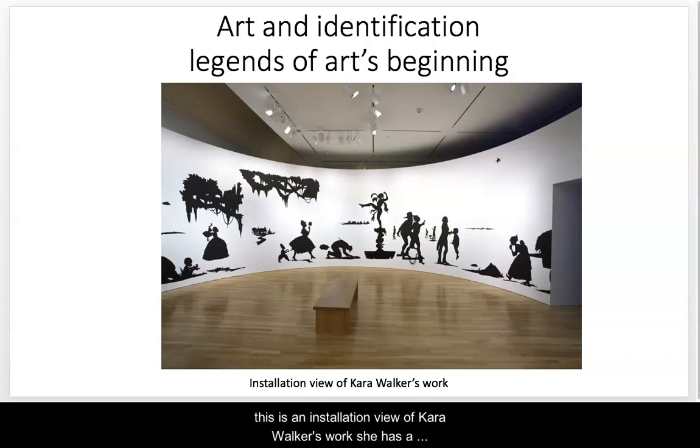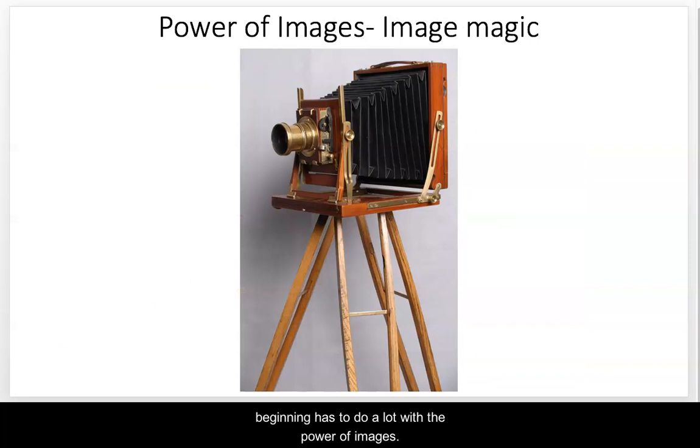This is an installation view of Kara Walker's work. She has a lot of work about race and politics and identity. Interesting stuff we won't be looking at in this course because it's contemporary work. But Quintilian identified the first painting as a tracing around someone's shadow. That's an interesting idea, and that's why I show this positive negative space work by her. It's the discovery or recognition of forms that already exist and we wish to capture and preserve. That's an early idea in art making. And the legend of its beginning has a lot to do with the power of images.